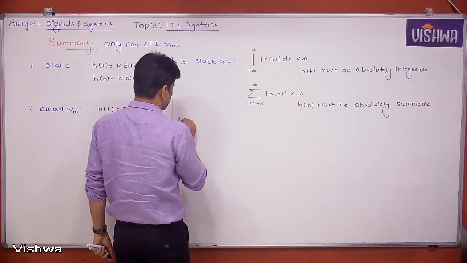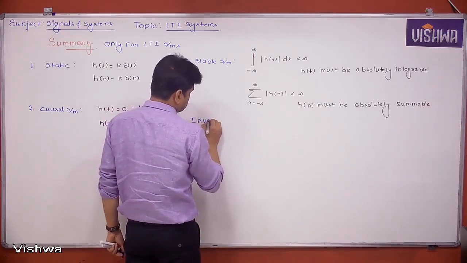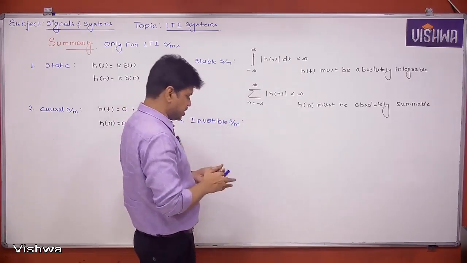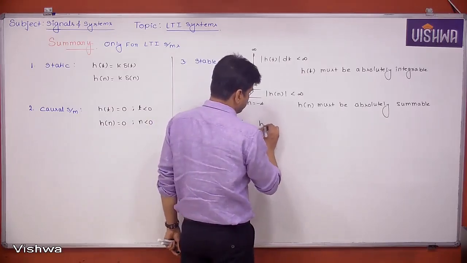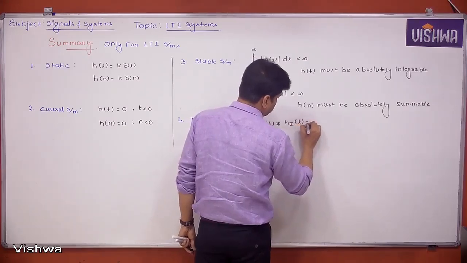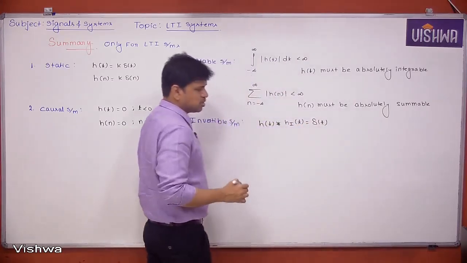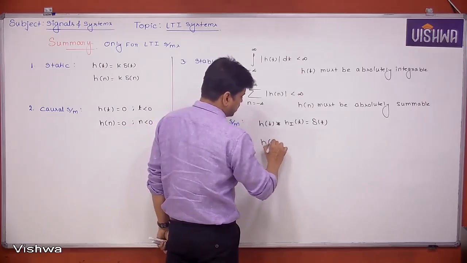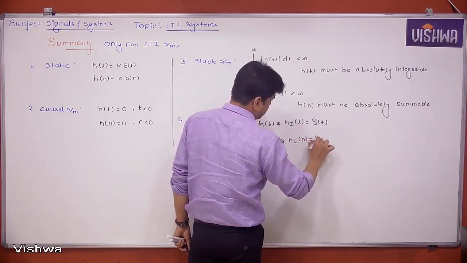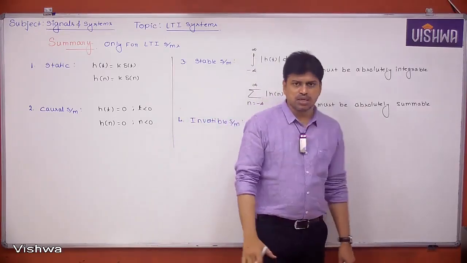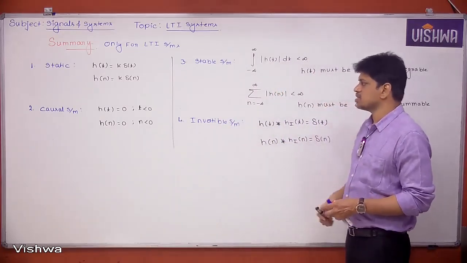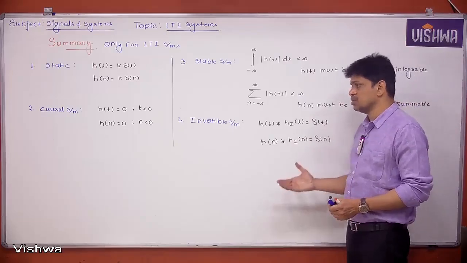Next, last one, invertible system. For an invertible system, h of t and hi of t must satisfy this condition: h of t convolution with hi of t is equal to delta t, and for a discrete time case, h of n convolution with hi of n has to be delta n. These conditions you have to remember, and they are only for LTI systems, because only for LTI systems can we go for the convolution.